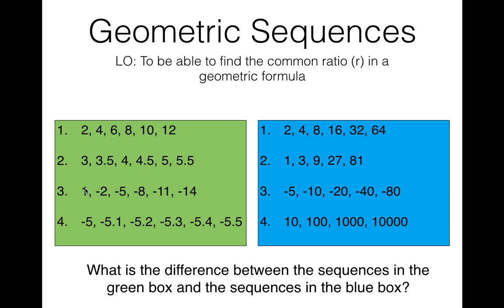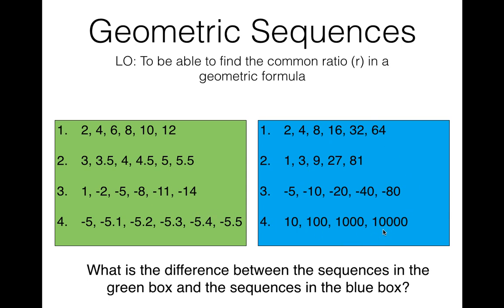In this case we add -3 each time. So we go 1, -2, -5, -8, and so on. And in this case we add -0.1. So 5, -5, -5.1, -5.2, -5.3. But each time we're adding the same amount for the sequence to progress.